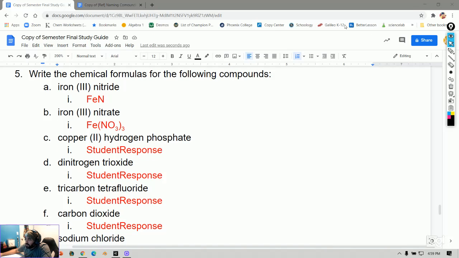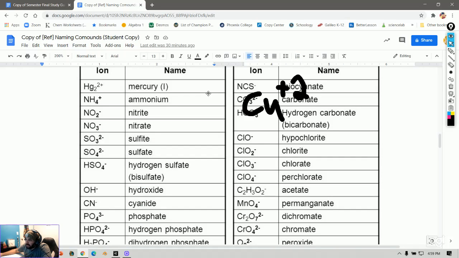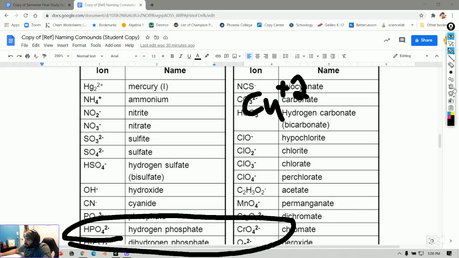Let's move on. So copper 2 hydrogen phosphate. So we know copper 2. Luckily, we don't have to look it up. We already know it's a positive 2 charge because that's what this Roman numeral tells us. Positive 2 charge. Hydrogen phosphate. Oof, I don't know what that is. Let's look it up. Hydrogen phosphate. Found it. HPO4 with a -2 charge.